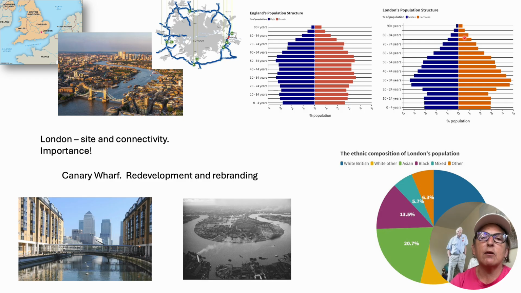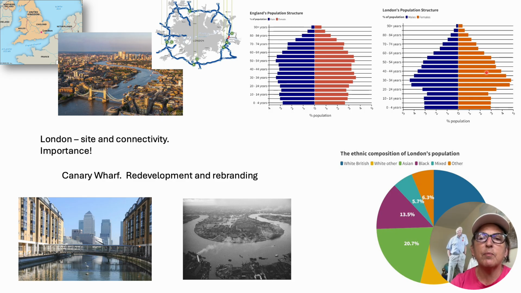Look now at how the population structure of London is so different to that of England as a whole. Look at the shape of England's population pyramid, very standard for a more developed country, but look at London's. There aren't a lot of older people there. They've moved out to the country to retire, but look at this bulge down here.